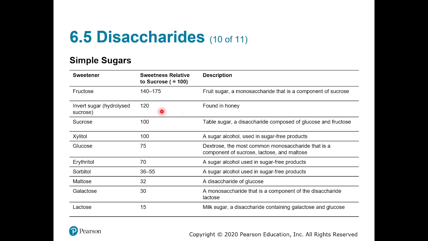Right here, this is the inverted sugar, the hydrolyzed sucrose. This is typically found in honey. So right here, sucrose. You can see it's a 100. This is why it's commonly used for table sugar because it's very sweet. But it's not as sweet as fructose.